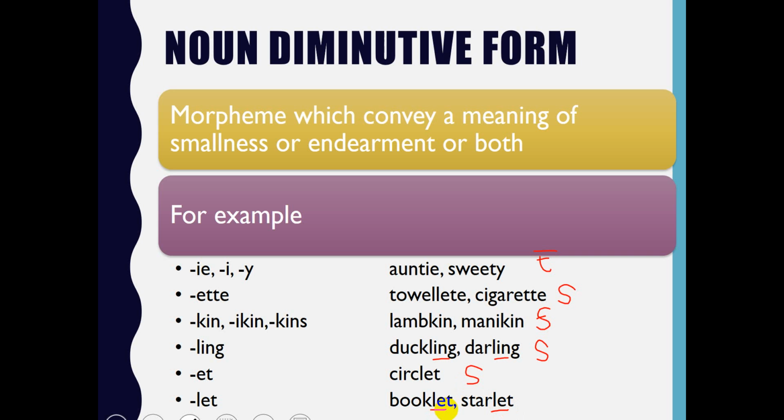So remember there are morphemes that have diminutive form, with the meaning of smallness and endearment. So here you learn that there are suffixes whose meaning we mostly do not realize, like the feminine form and the diminutive form.